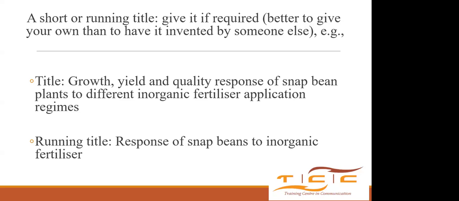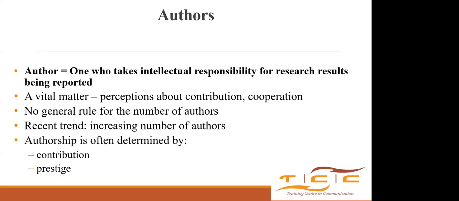So an example here is the title Growth, Yield, and Quality Response of Snap Bean Plants to Different Organic Fertilizer Application Regimes. The running title or the short title could be Response of Snap Beans to Inorganic Fertilizer. You see, it still says the same thing as the title, but this one does not give too much detail. It's just a summary of the first one. So like a general title. So if you are asked when submitting your paper to have a running title or a short title, then make sure you provide it by yourself.